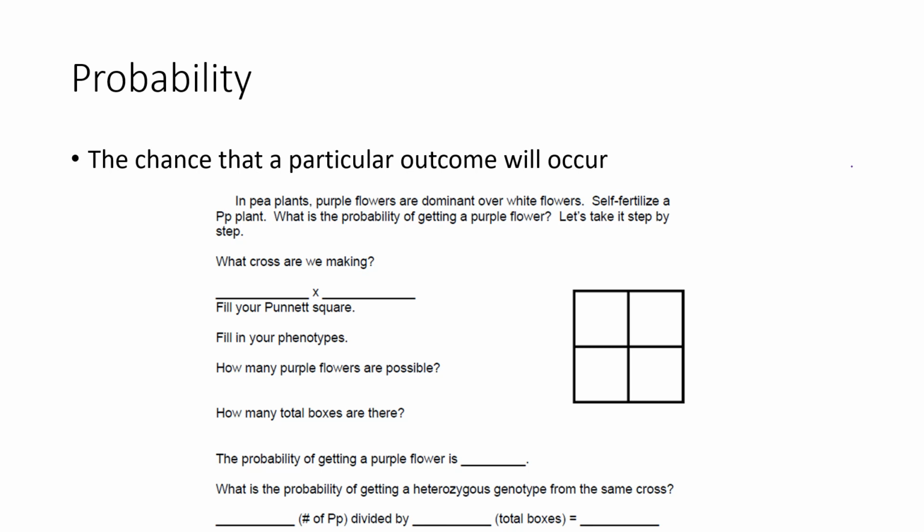So we're going back to the purple versus white flowers. We're going to self-fertilize a big P, little p plant. What is the probability of getting a purple flower? What cross are we making? So we are doing big P, little p times itself, again, inbreeding. Fill in your Punnett square. So big P, little p, big P, little p, top stuff down, side stuff over.